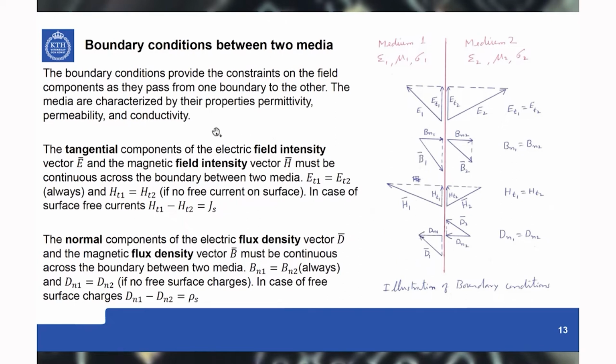Now these boundary conditions can be defined from Maxwell's equations applying some constraints. We are not going into the details of those derivations. We will just see what are the applicable boundary conditions.